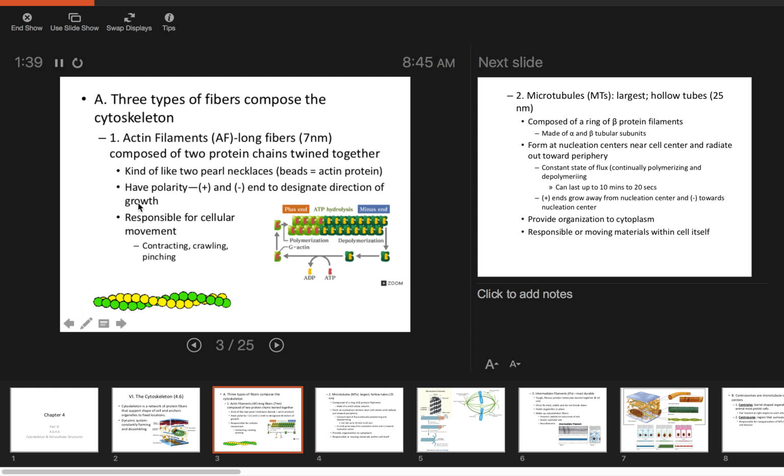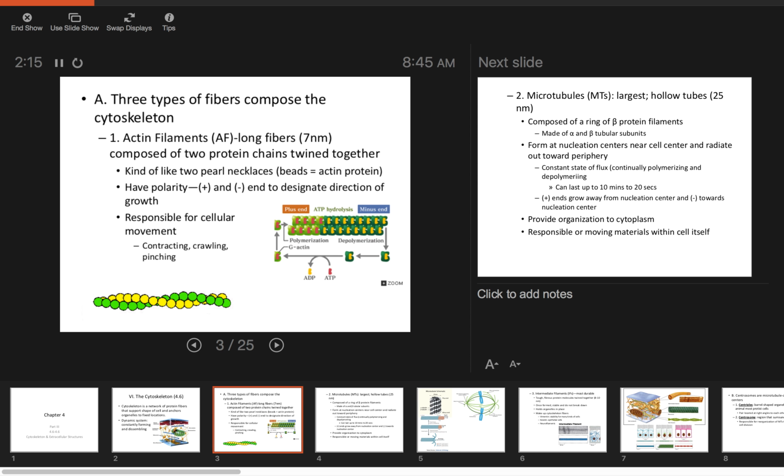So the first one is the actin filaments. I'm just going to abbreviate AF. These guys are long fibers, about 7 nanometers, composed of 2 protein chains intertwined together, as you can see down here. You can kind of think of it as 2 pearl necklaces where the beads are your actin proteins. They do have polarity, which means it has a positive end and a negative end to designate direction of growth. And its main function is for cellular movement. So cells that can contract, cells that can crawl or pinch, actin filaments are being used there.